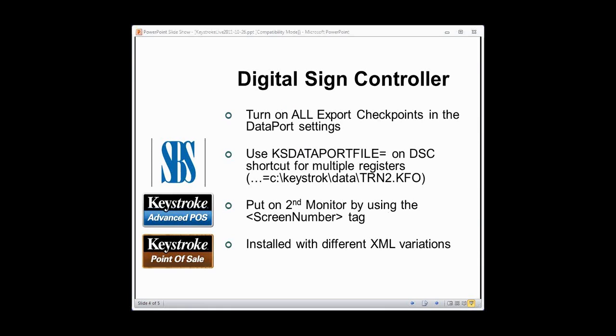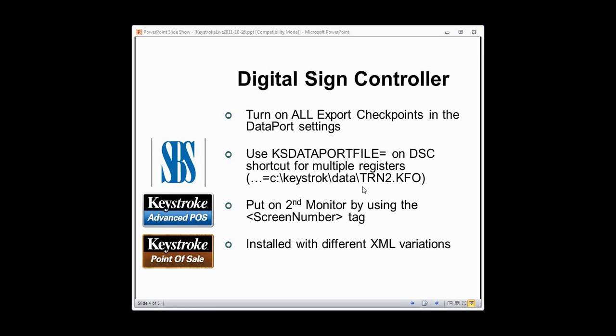This right here, we just happen to have a couple versions of Keystroke running here. So we have in a Key 700 folder, it's normally installed to the digital sign controller folder below the Keystroke folder. It runs the digital sign controller.exe. But I can tell a machine if I want this to be registered too, I can actually add to this shortcut here my KS data port file equals, and then give it a full path or a relative path. In this case, I'll do a full path.